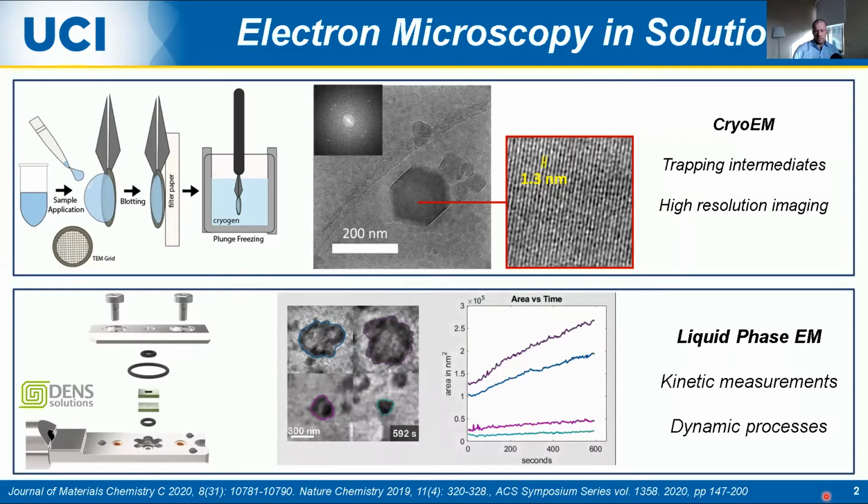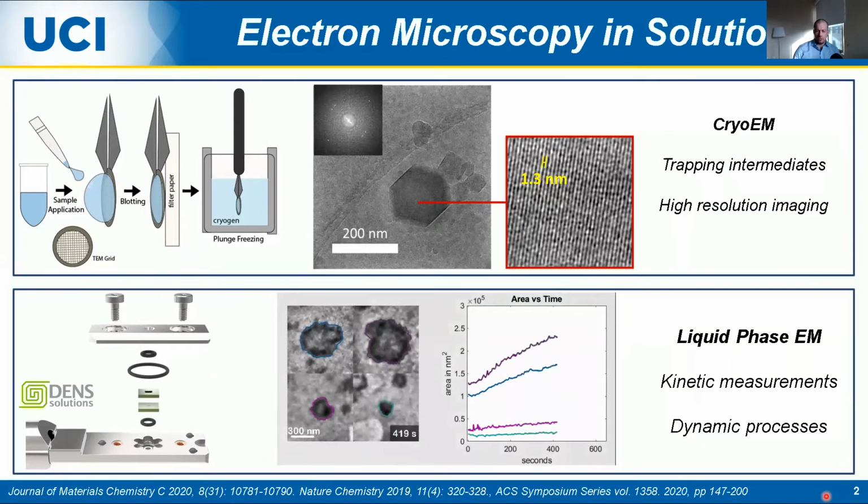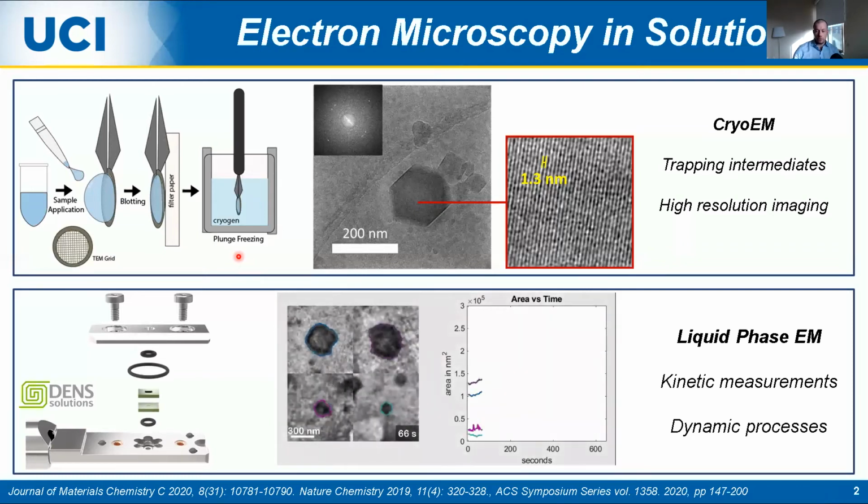Traditionally, these methods have been used in different communities, but from the materials chemist or engineering perspective, they're really complementary. Cryo-EM maintains the solution by freezing, which means your transient structures can be trapped. That allows you to spend a long time imaging them and get the highest possible resolution images.